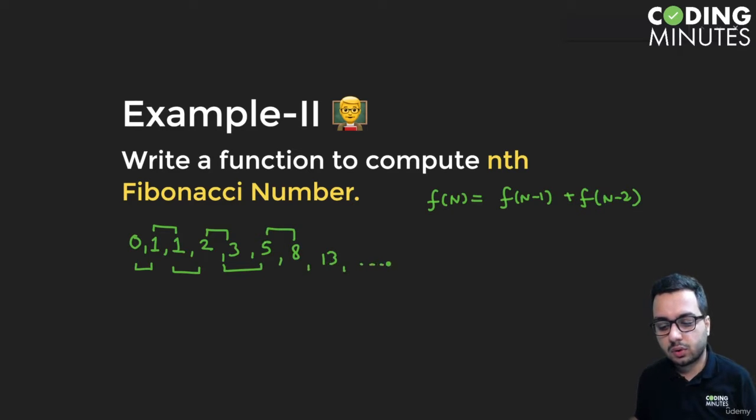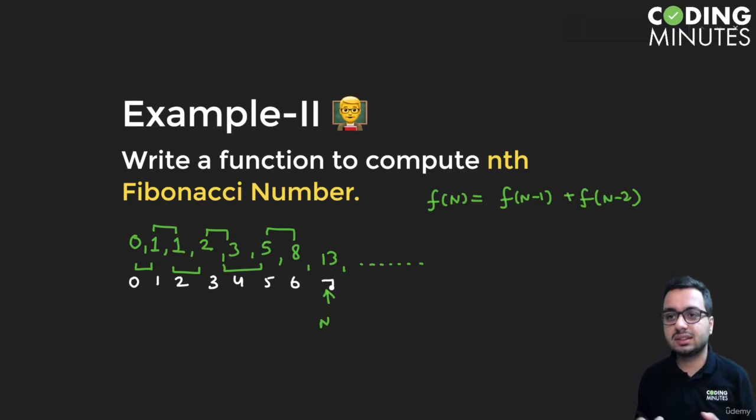Okay. So we are given a particular value of n, and we want to tell what is the nth term of this particular series. So for example, 0, 1, 2, 3, 4, 5, 6, 7. The seventh term of this series is going to be 13. The 11th term is going to be some xyz. The fifth term is nothing but 5. So we need to figure it out.